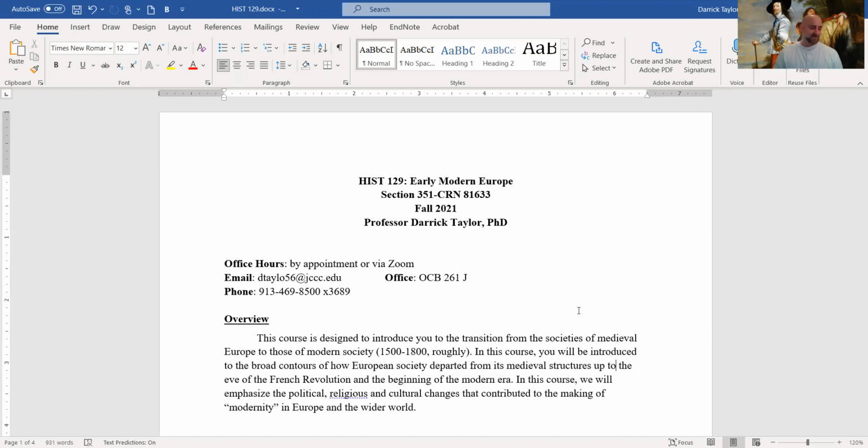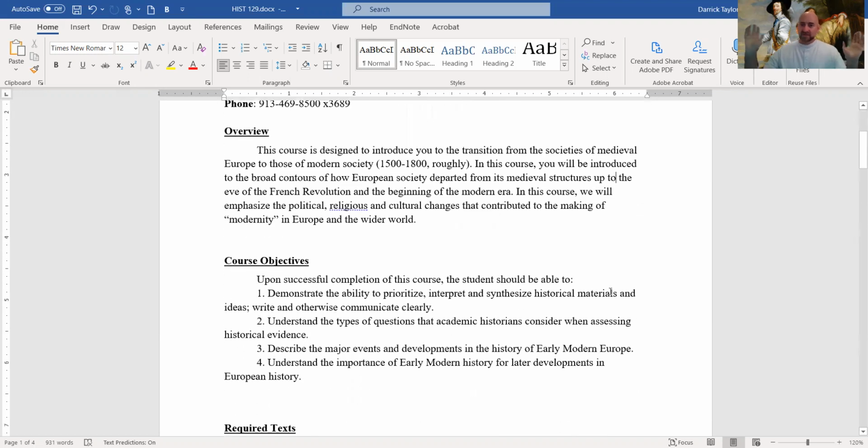I'll emphasize in the readings and in my lectures the political, religious, and cultural changes that occur in this period that make modernity for us, that begin to set the stage for that later on. Course objectives: on the successful completion of this course, I expect you to be able to demonstrate your ability to prioritize and interpret and synthesize historical material and ideas, and write and otherwise communicate them clearly. I expect you to understand the types of questions that academic historians consider when assessing historical evidence.